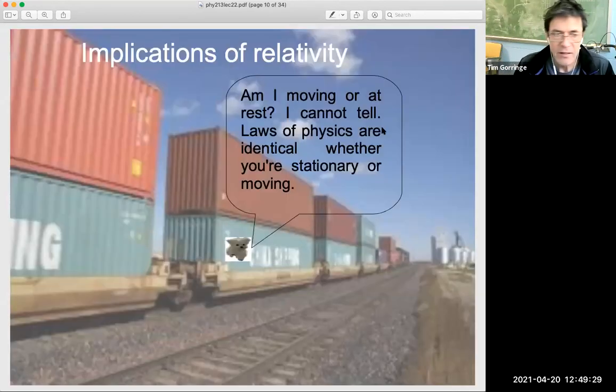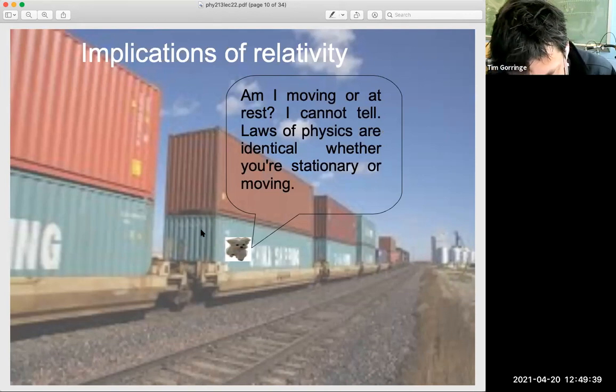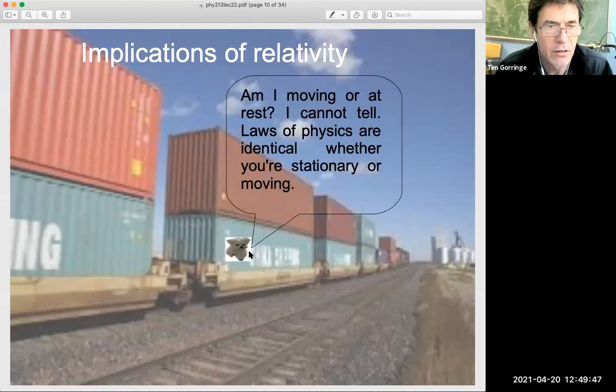So that actually has some important implications. And I've just got a slide or two to stress these important implications in relativity. So look, here's a train on the tracks. And inside one of these boxcars, Baxter has got stuck. And there's no windows in the boxcar. The door's not open on the boxcar. And Baxter's wondering whether the train is moving or the train is not moving.